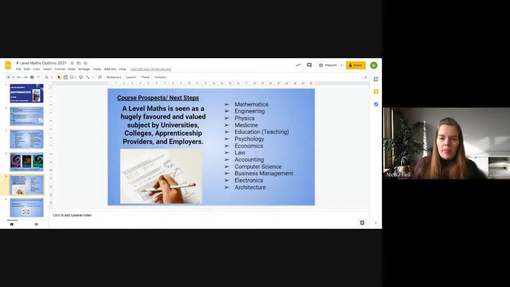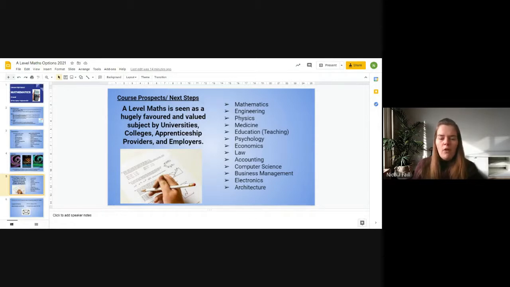Medicine, psychology, economics, law, the list goes on. And also teaching as well. If you want to go into maths teaching, for example, or science teaching, A-level maths is going to really benefit you there. Business management. So there's quite a long list there. There are plenty of others as well of degrees, professions, apprenticeships and so on, and these all strongly favour and they often require A-level maths as a prerequisite to enter those courses and those professions.